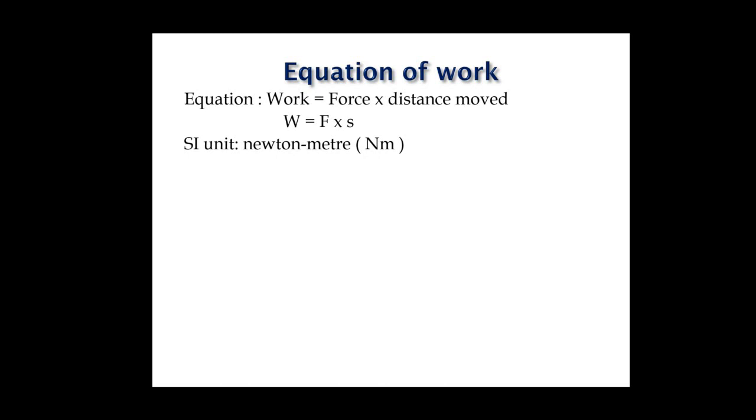And look at the SI unit of work. The SI unit of work is Newton meter because the SI unit of force is Newton and the SI unit of distance is meter. So when we multiply Newton and meter, it turns into Newton meter, which is the SI unit of work. And the unit Newton meter is called a joule, and its symbol is capital J. That means Newton meter is also known as joule.